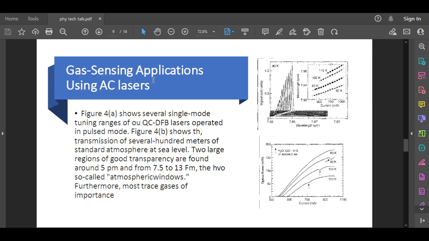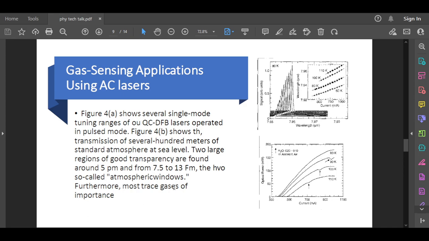Gas sensing applications using QC-DFB lasers. Figure 4a shows several single mode tuning ranges of QC-DFB lasers operated in pulse mode. Figure 4b shows the transmission of several hundred meters of standard atmosphere at sea level. Two large regions of good transparency are found around 5 micrometers and from 7.5 to 13 micrometers. These are called the atmospheric windows.